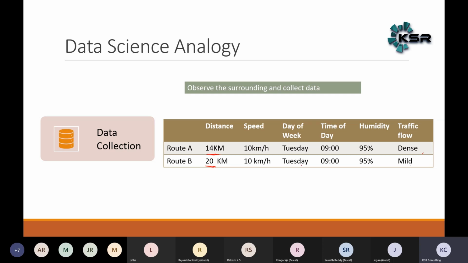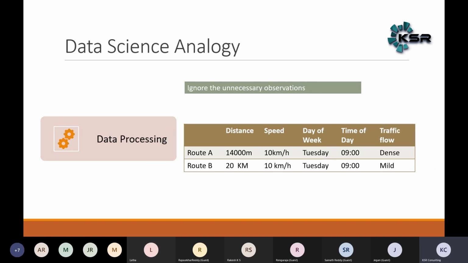Okay. So definitely the person has to travel to work. This is the raw data collected by observing the surroundings. Humidity doesn't matter to us. Humidity is not required. Why? At any cost, Rakesh has to travel to the office. So what does data processing do?